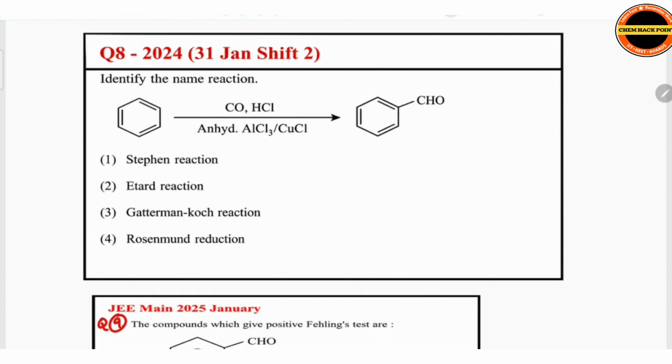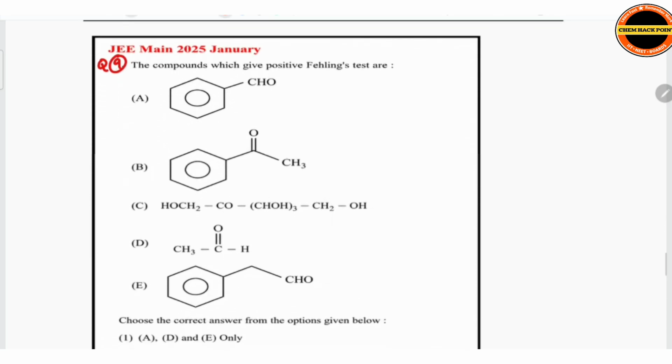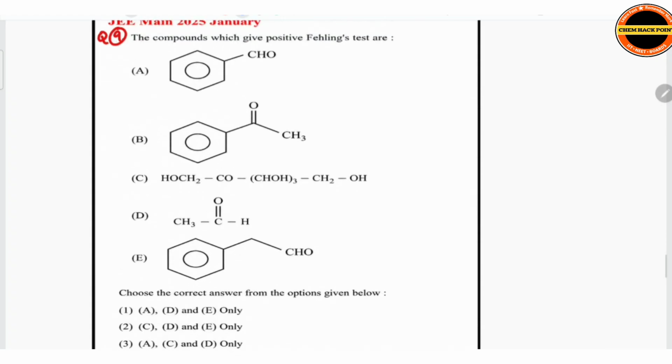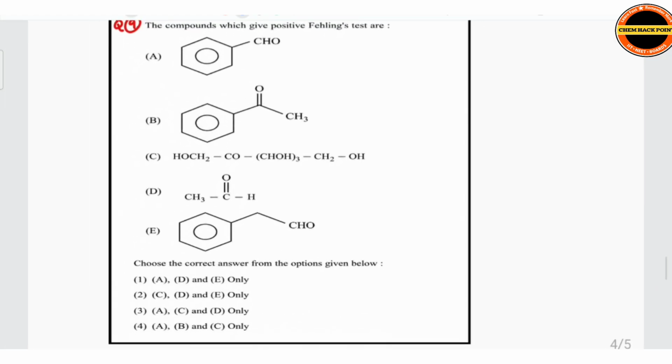Next, 2024, 31st January, shift 2. Identify the name of the reaction. It is a direct question. We just studied it; the match-the-following is the most repeated question format. So it should be the Gatterman-Koch reaction. Next, the compounds which give a positive Fehling's test. See, how many times Fehling's test questions are asked? We know the positive Fehling's test; observe the reactions here once, everyone.